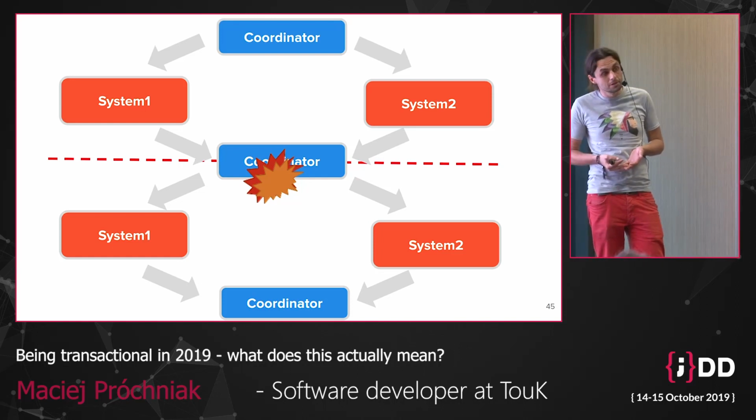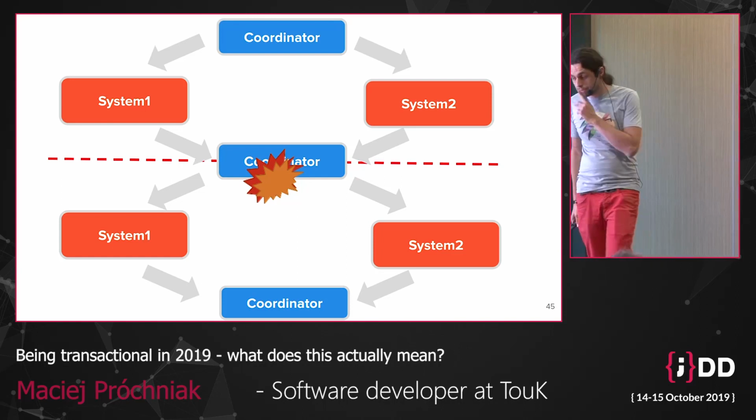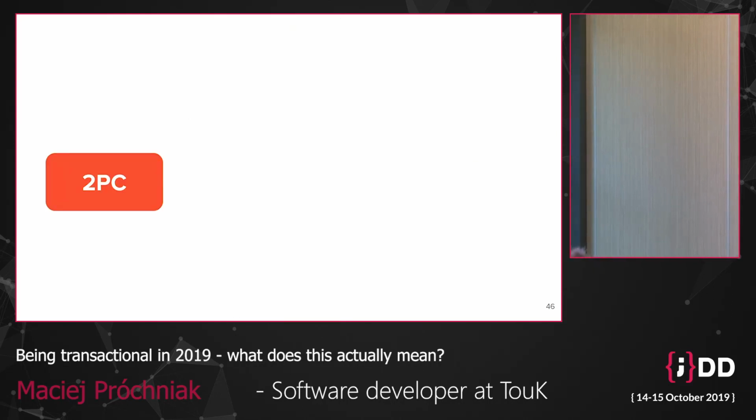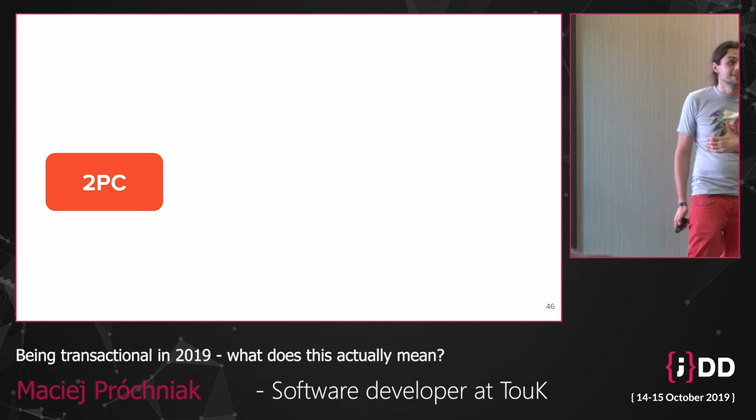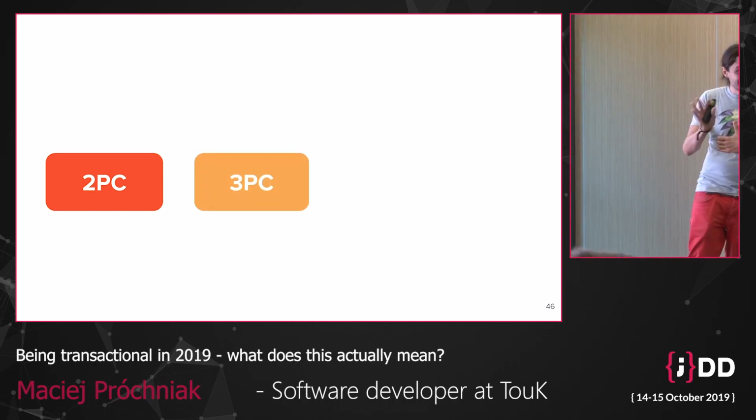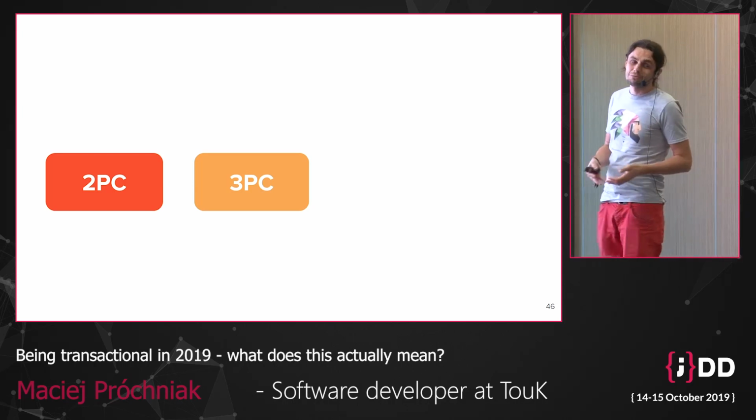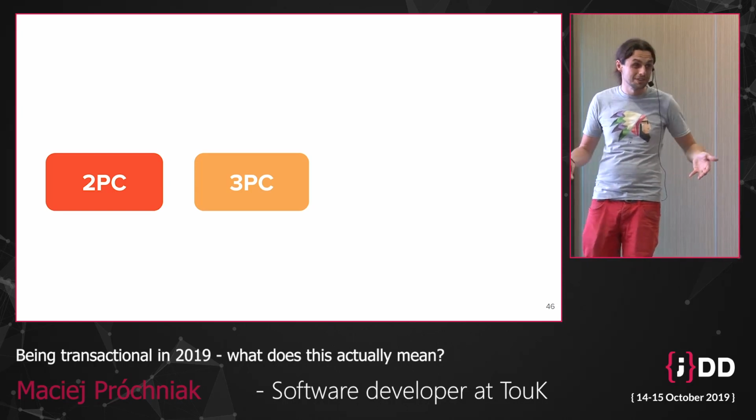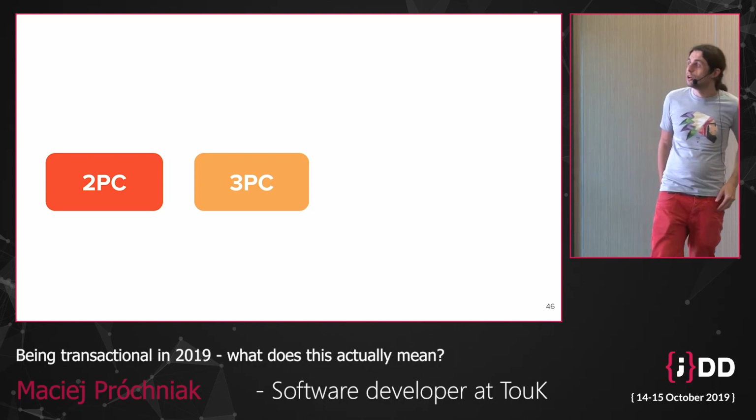So we have a problem. And fortunately, people can come up with different solutions for this problem. So if two-phase commit doesn't work properly, what can we do? We can introduce three-phase commit. There is such an algorithm. It requires even more conversations between participants, but it shouldn't block.